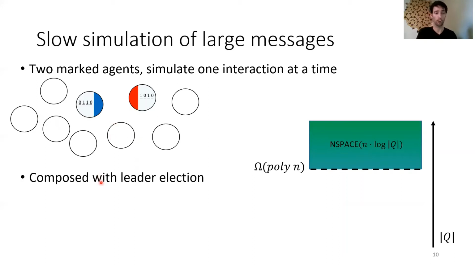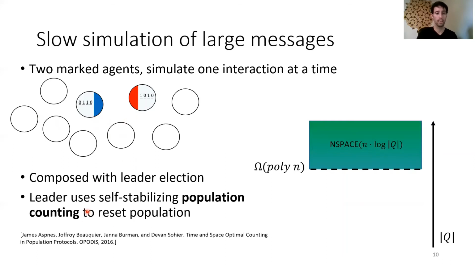However, to get this to work, we have to compose it with leader election somehow to start in a state that has special marked agents. In order to achieve that composition, the leader is actually going to run a self-stabilizing population counting protocol in order to reset the whole population and make sure that it gets everyone to a clean state before the simulation actually starts. And that population counting is where the polynomial number of states comes in.